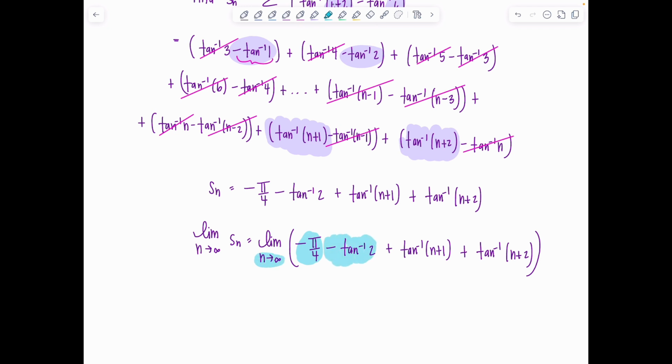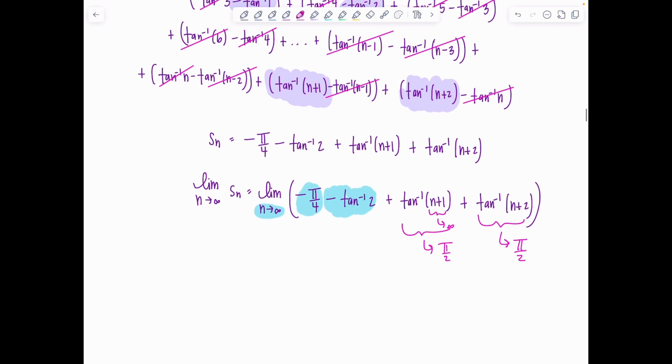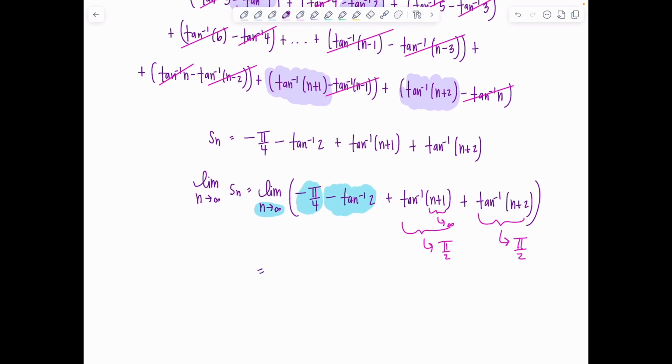N is going to infinity. So n plus 1 is going to infinity. Imagine the graph of tan inverse. This is approaching pi over 2. Same is true with this term. So pi over 2 plus pi over 2, that's pi. I've got negative pi over 4 minus tan inverse of 2 plus pi. That gives me 3 pi over 4 minus tan inverse of 2. And this is the sum of my infinite series.